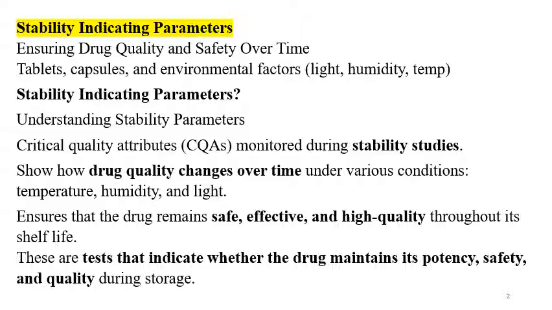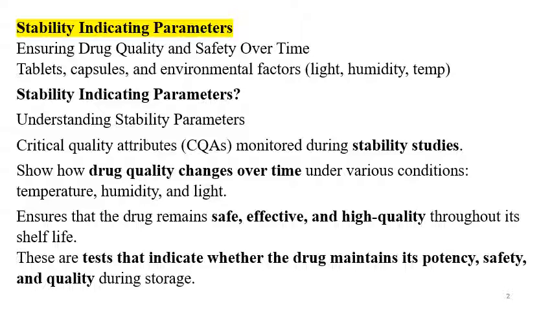Stability indicating parameters. So we need to have an understanding about these parameters. These are the parameters which are critical for the quality. These are also known as critical quality attributes, that is CQAs, monitored during the stability studies. They show how drug quality changes over time under various conditions, and the conditions are the changes because of temperature, humidity, and light. It ensures that the drug remains safe, effective, and high quality throughout its shelf life.